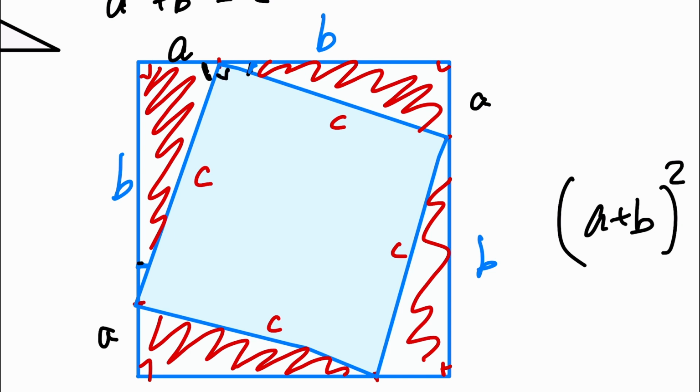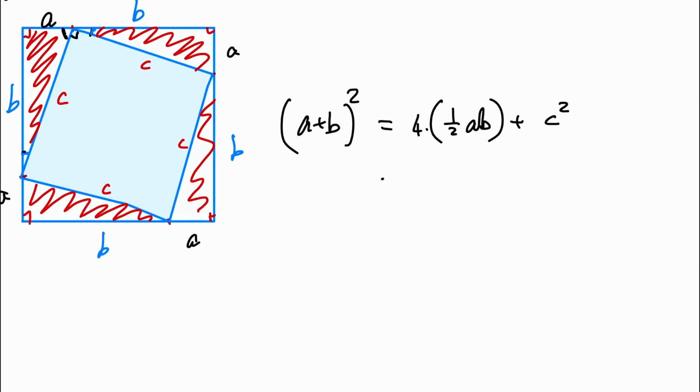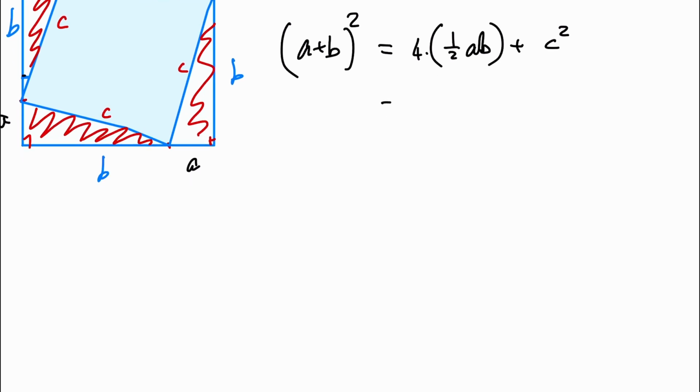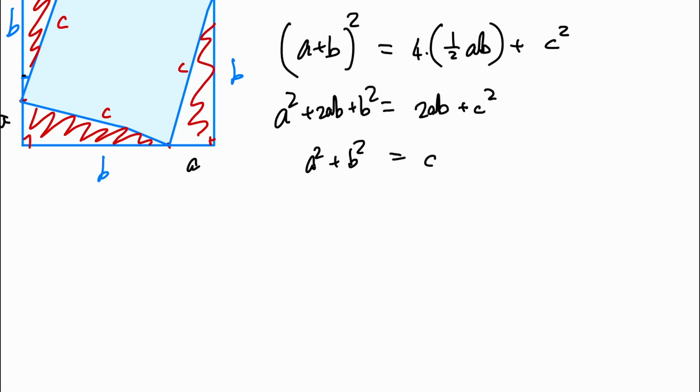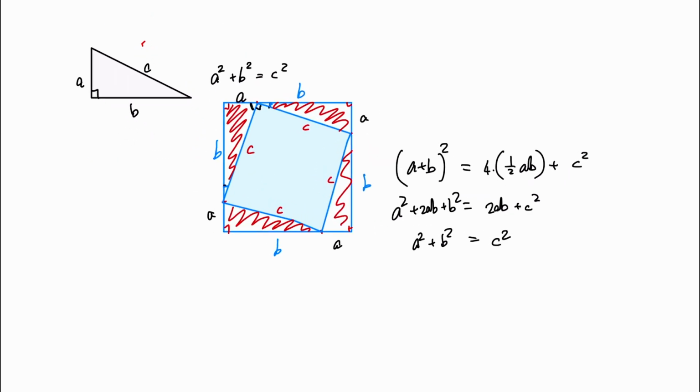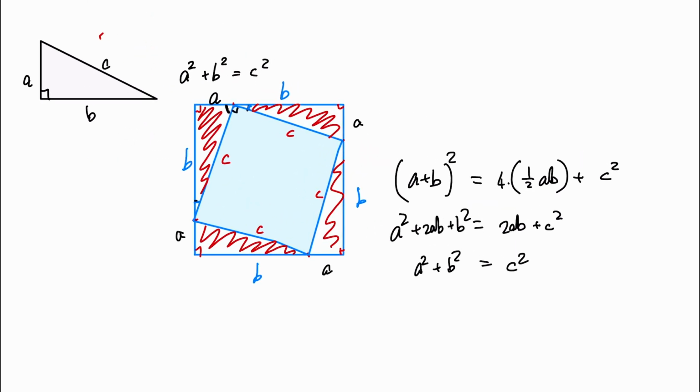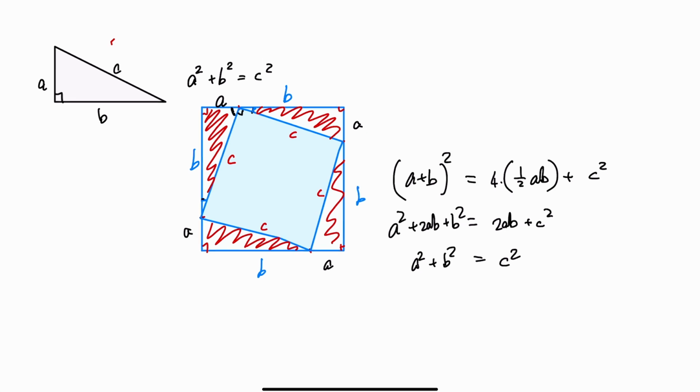So this definitely has to be 90 degrees as well. So if we simplify that, we get a squared plus 2ab plus b squared is equal to 2ab plus c squared. If we cancel out 2ab, then we would get a squared plus b squared is equal to c squared, which is exactly what the Pythagorean theorem says. And that's the proof of the Pythagorean theorem.